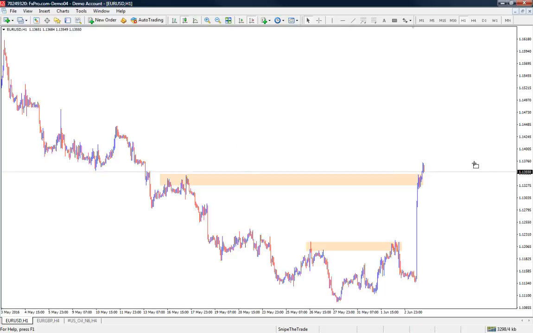Now, in further lessons, we are going to show you how to spot them correctly, how to draw them correctly, and of course, how to trade from them. But for the time being, we just wanted you to understand what supply really is.